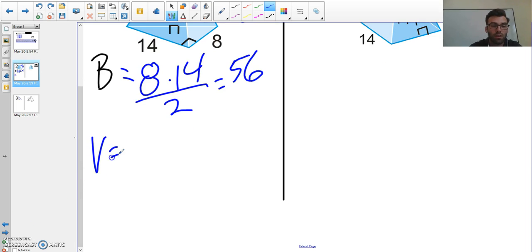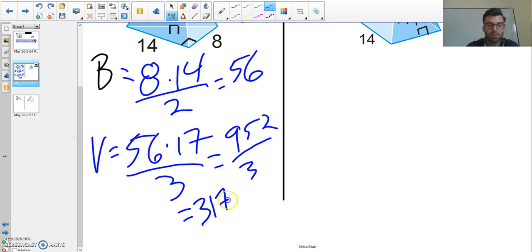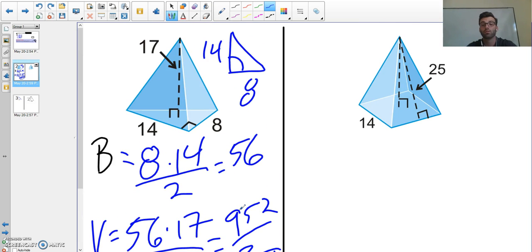So to find the volume, I do 56 times 17 all over 3, which ends up giving you 952, and then 952 divided by 3 is about 317.33 units cubed. I did that kind of fast. Feel free to rewind it and look at it again.